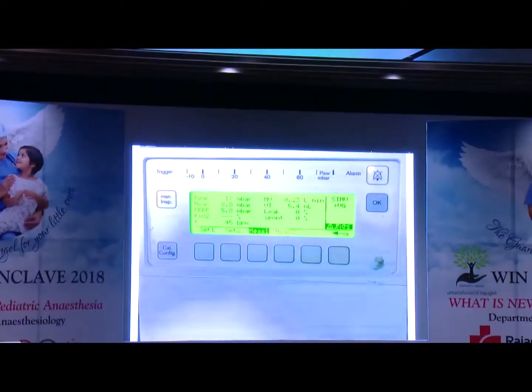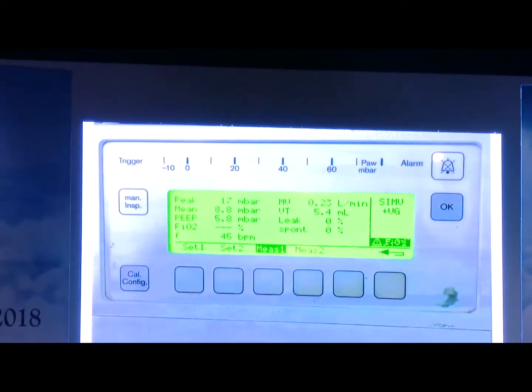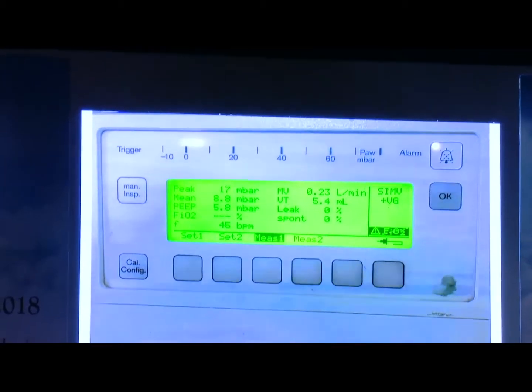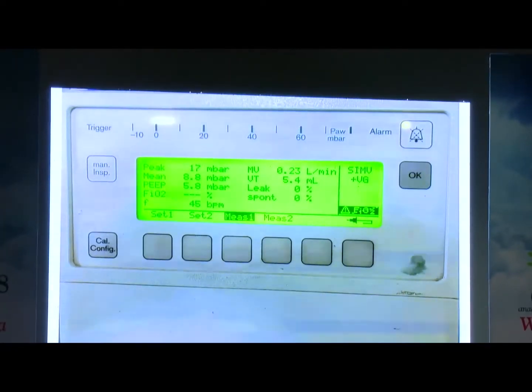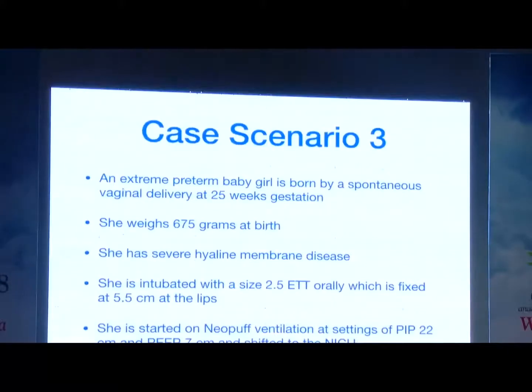Whereas this is the measured panel, which shows that the baby is getting a tidal volume of 5.4 ml. That is the column on the right, second row. There is 0% leak with no spontaneous breaths, which means that the baby is sedated.